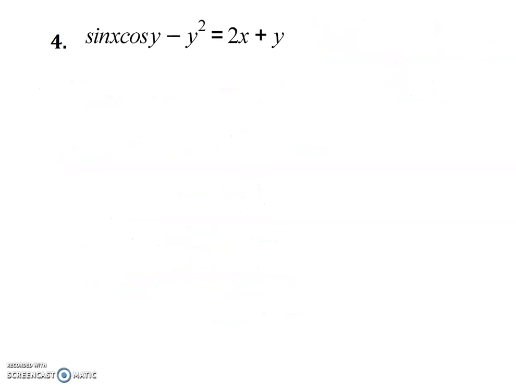Now let's look at one last one. So we've got sine of x times cosine of y. So we're going to have to do product rule here, and the rest of them are just regular. So this will be my f, that will be my g. So f of x is sine of x. F prime is cosine of x.